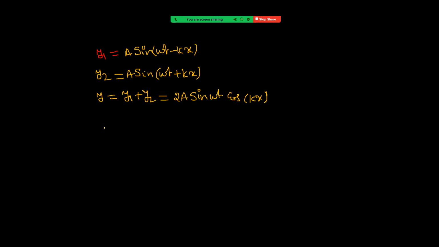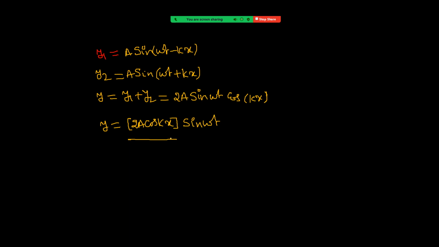Now see carefully here. This is of the form 2A cos kx into sine omega t. In the place of amplitude, we now have 2A cos kx. So this is what we call standing waves.